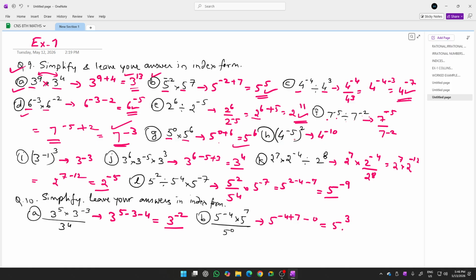Now when it is this way, you have to multiply these two powers. So it will be 4 raised to minus 5 times 2. Minus 5 into 2, so that will be minus 10. So this can be written as 4 raised to minus 10.